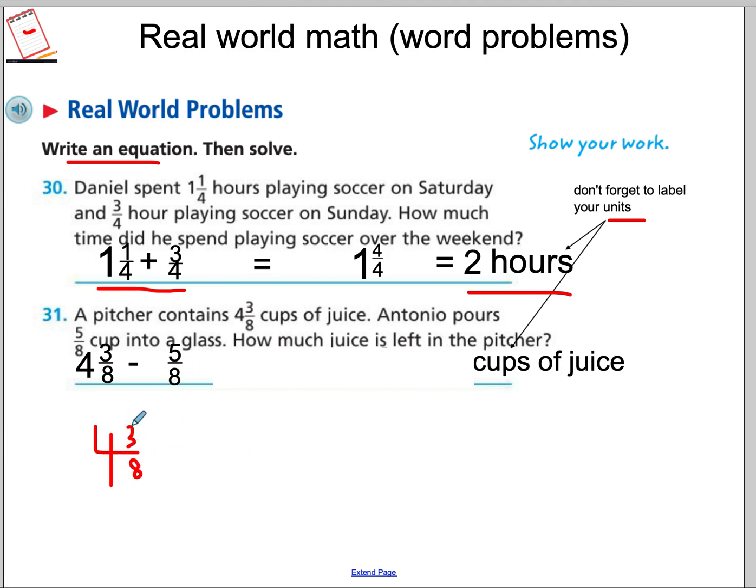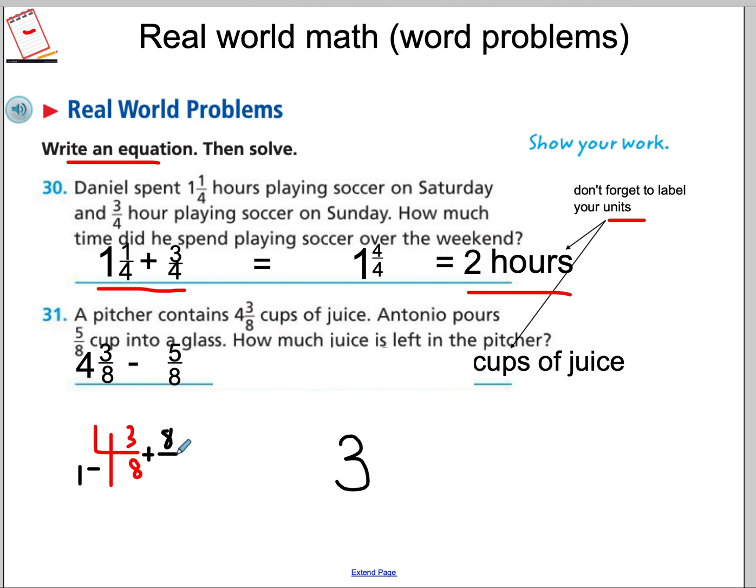So I don't have enough. I have 3/8, but I'm taking away 5/8. So I'm going to subtract and ungroup. So I'm going to take a whole away. So now I have 3. 4 minus 1 is 3. But if I'm going to subtract a whole, I better add its equivalent of a whole, which is, in this case, 8/8.